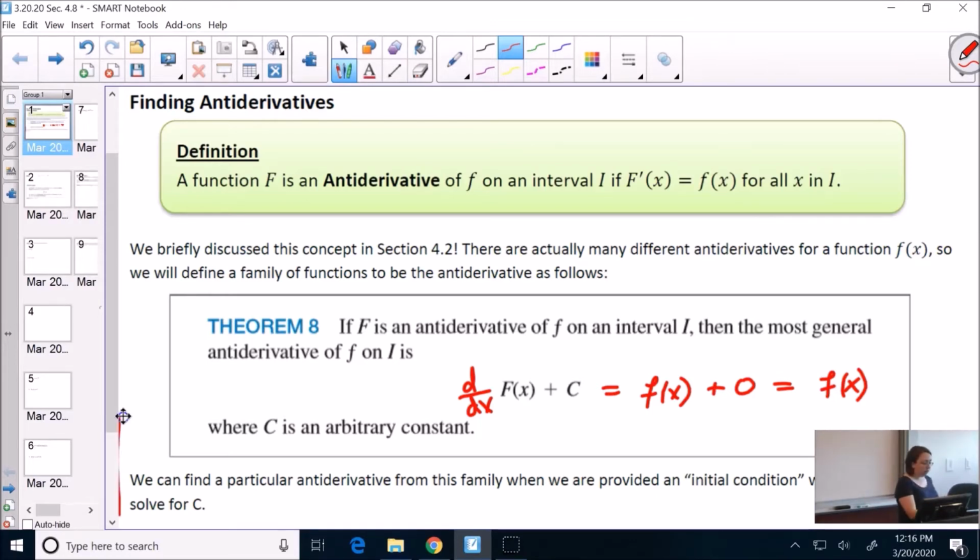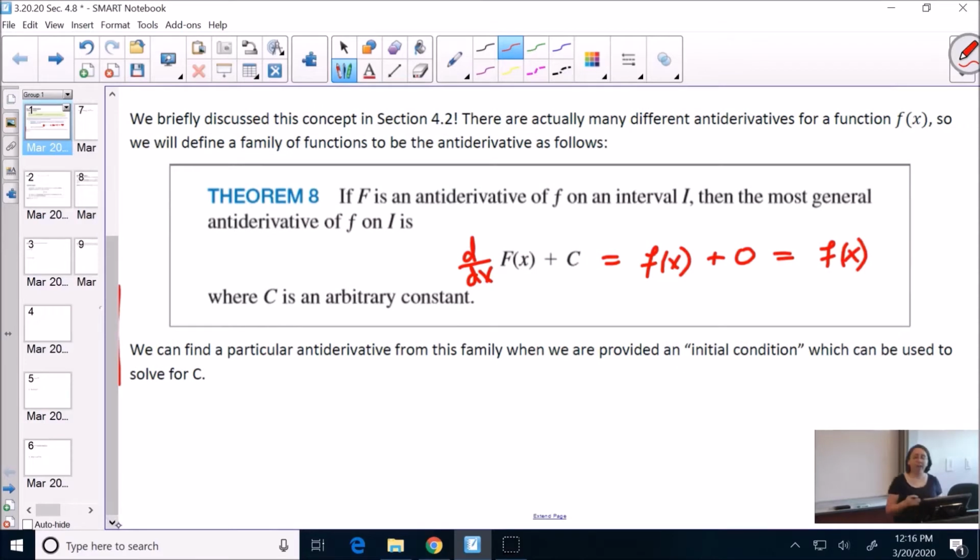Now, at the bottom here it says, we can find a particular antiderivative from this family when we're provided what's called an initial condition, or any condition. It doesn't have to be the initial. I'm going to show you an example of that first, and then we're going to do lots of practice.